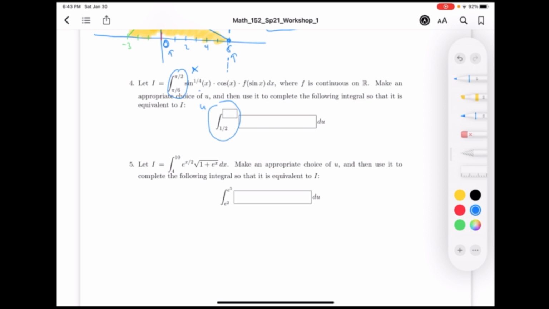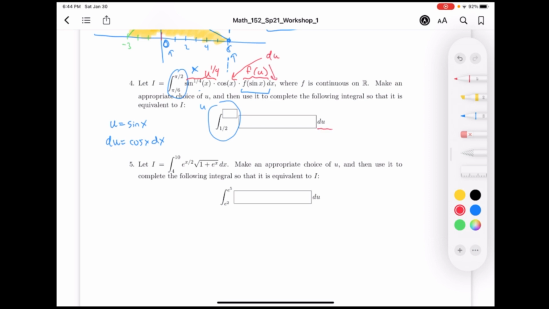What we can see instead is that the inner function here, if you focus on this, where there actually is a composite function, is sine of x. So the better choice is going to be u equals sine x. That gives us du equals cosine x dx. So now I can replace sine to the 1/4 x. Since u equals sine x, that's going to be u to the 1/4. F of sine x is f of u, and then this cosine x dx just becomes du.